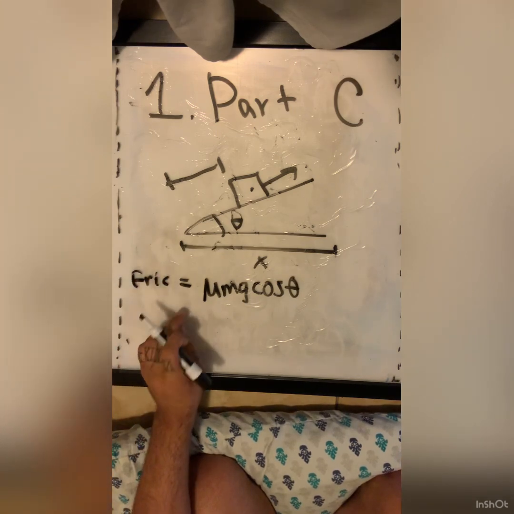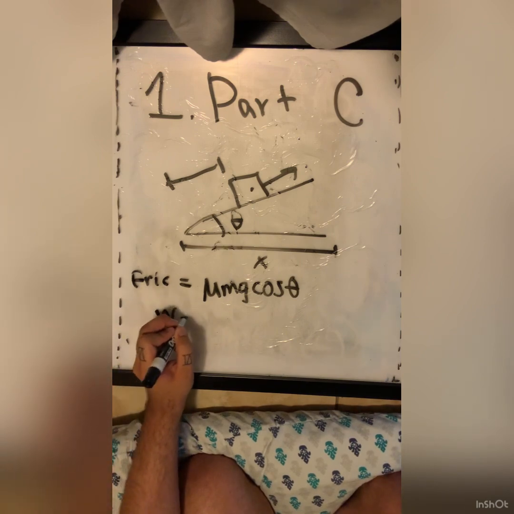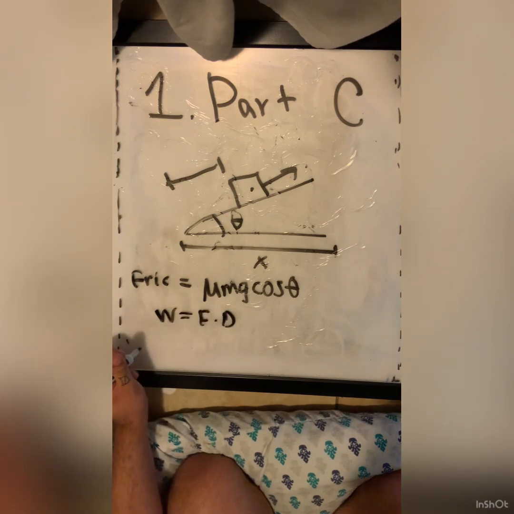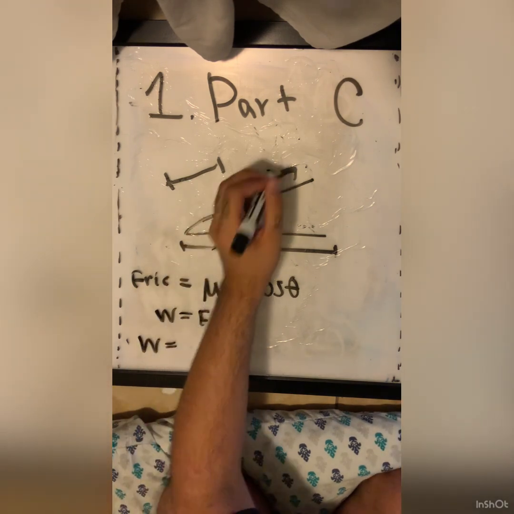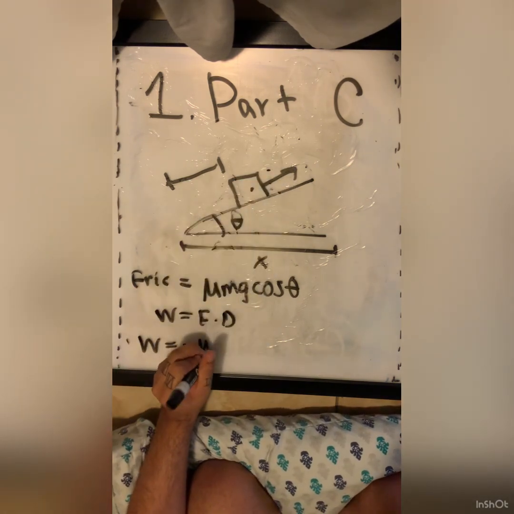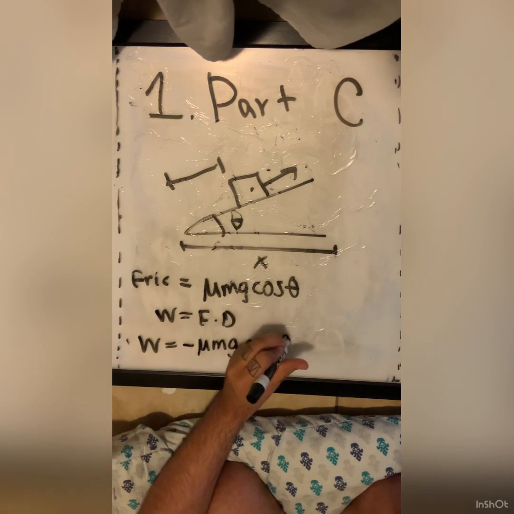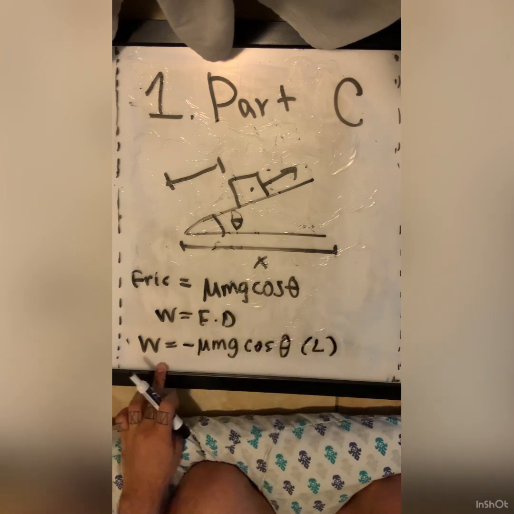And to find work, we need friction and distance. We're going to plug those answers into our formula, and we get work is equal to negative friction coefficient times weight times cosine theta times the distance.